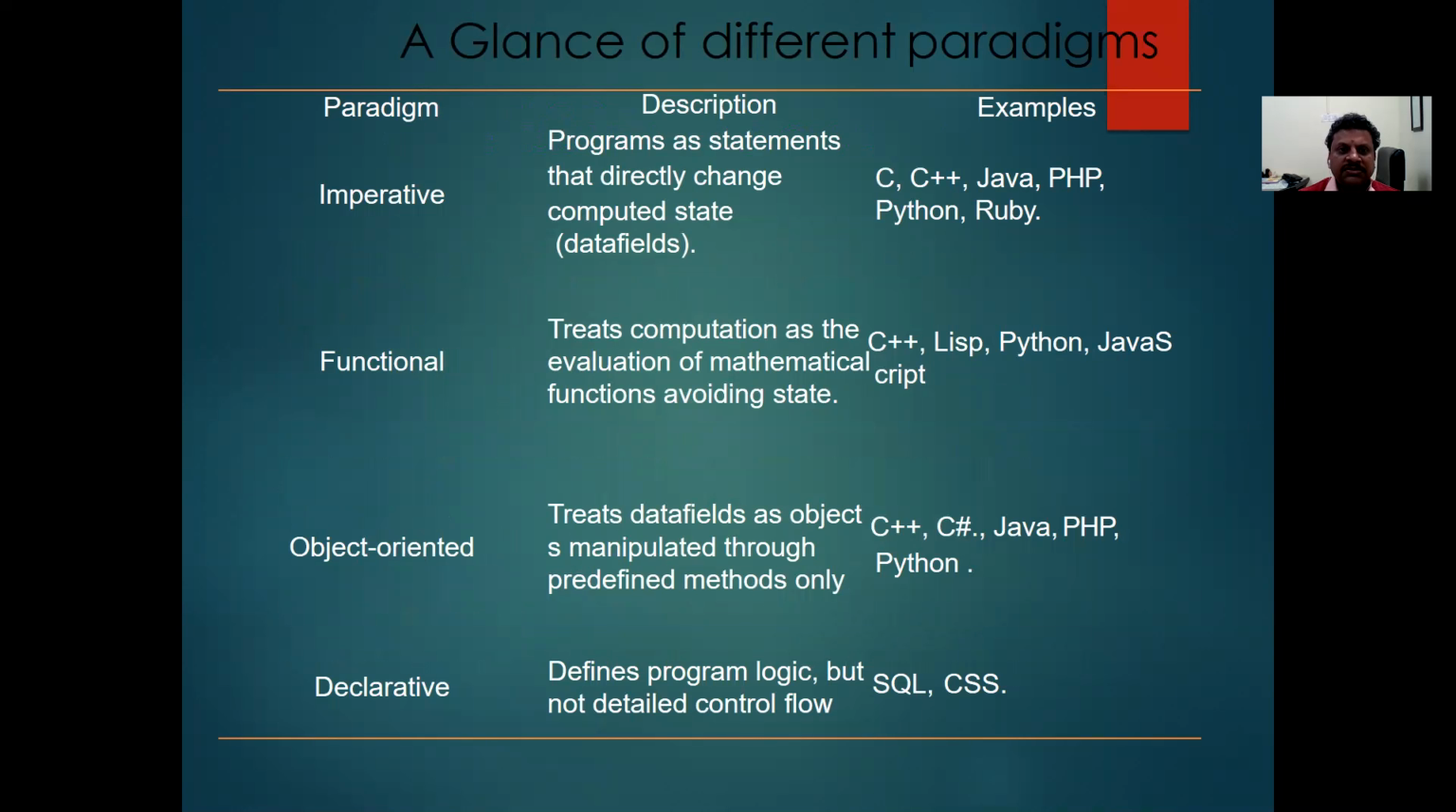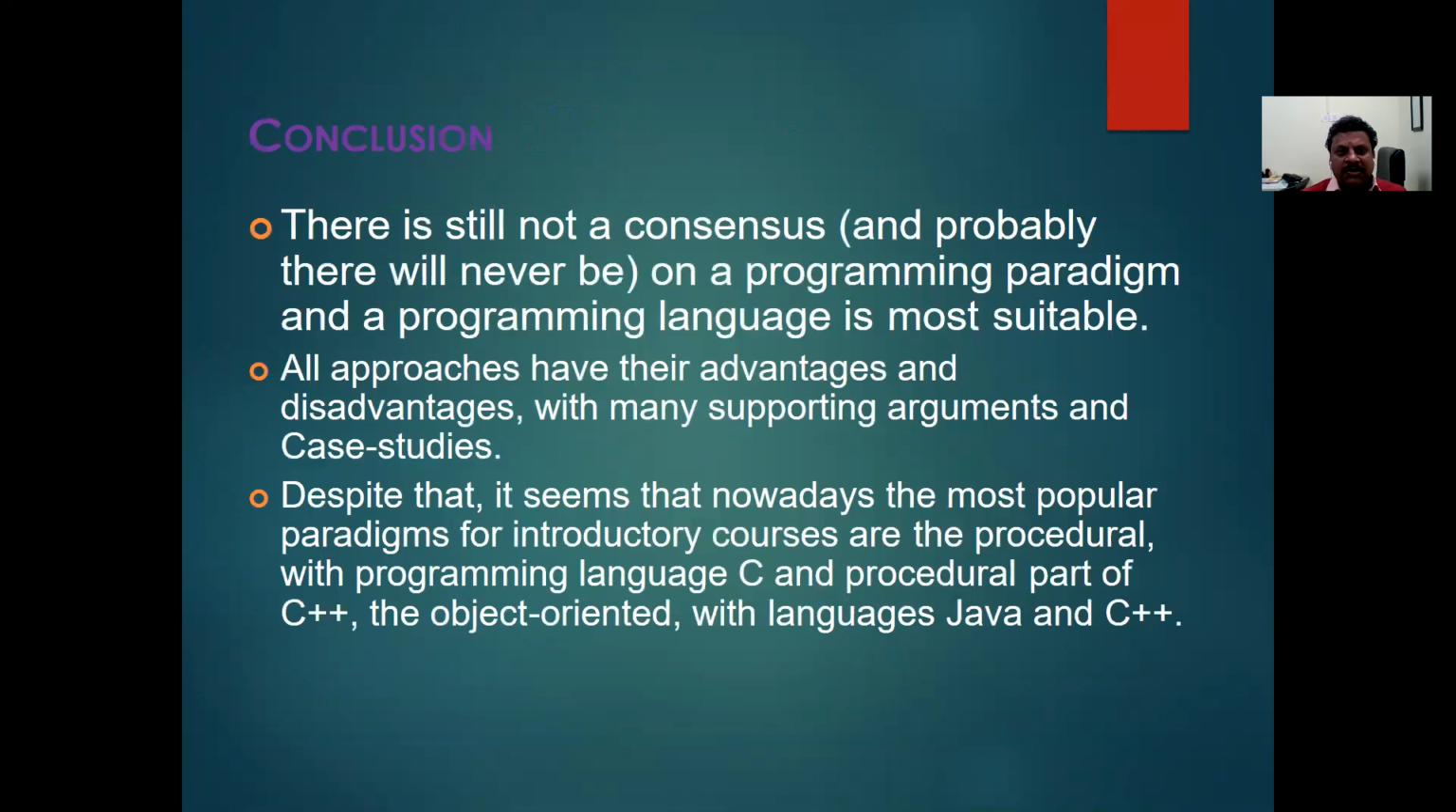A glance at different paradigms. Imperative, which we already discussed, programs as statements that directly change the computed state. Functional treats computation as the evaluation of mathematical functions, avoiding state. Object-oriented treats data fields as objects manipulated through predefined methods only. Declarative defines programs by what they should do but not detailed control flows. Examples could be SQL, CSS for declarative; C++, C# for object oriented; C++, Lisp for functional; and C++, C, Java, PHP, Python, Ruby for the imperative paradigm.